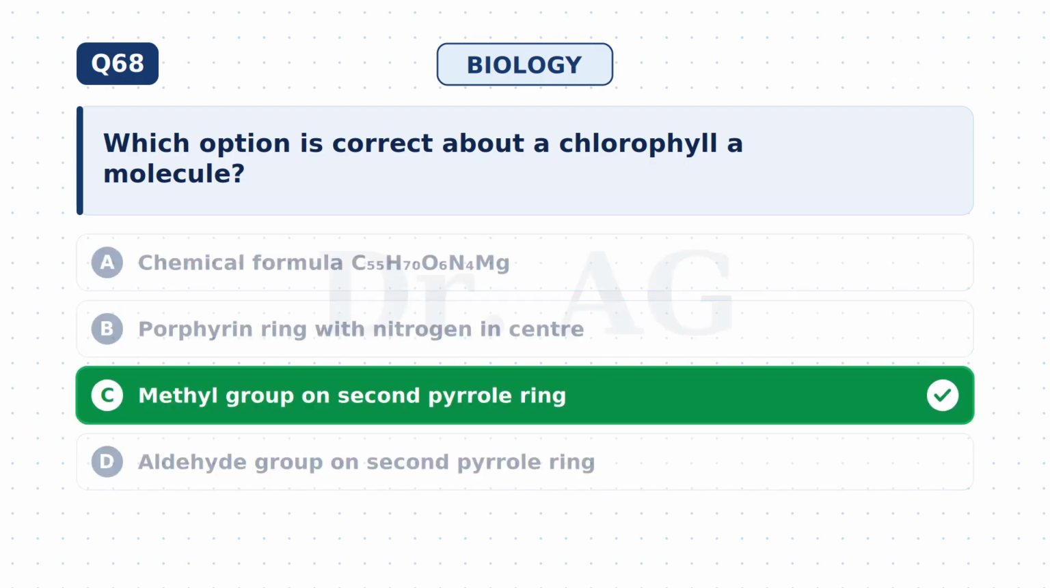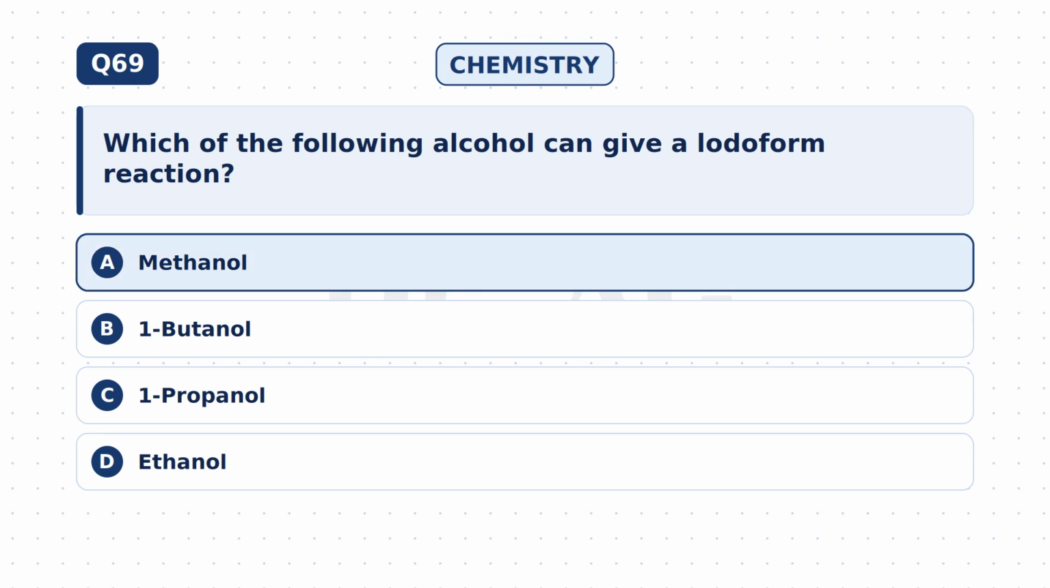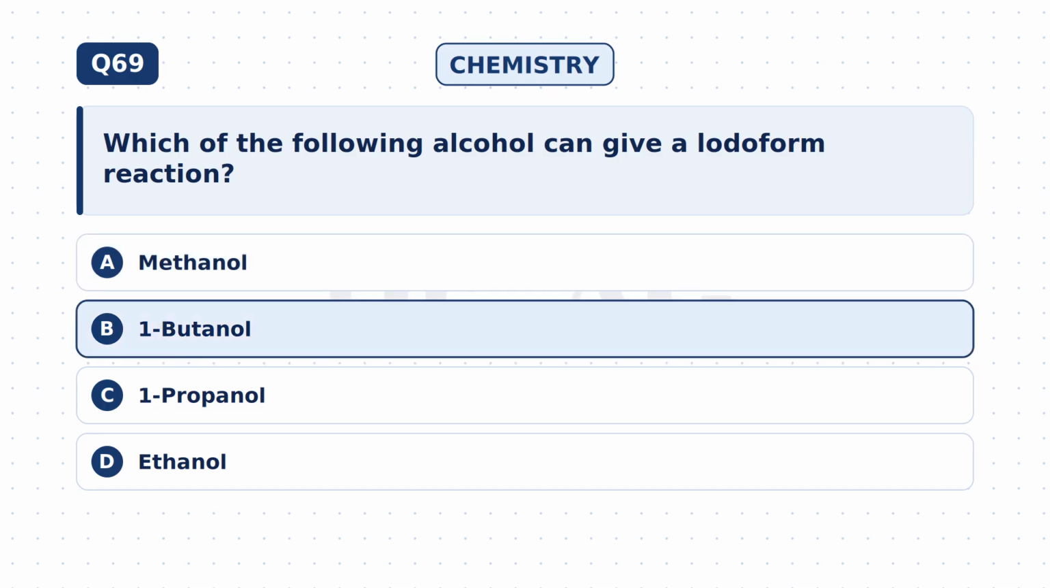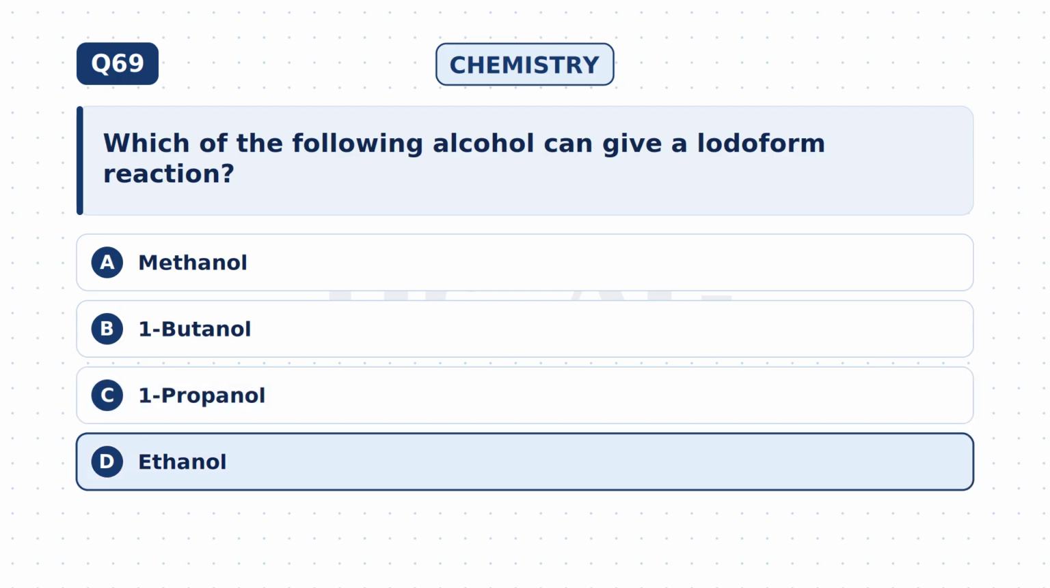The correct answer is C, methyl group on second pyrrole ring. Question 69. Which of the following alcohols can give an iodoform reaction? Option A, methanol. Option B, 1-butanol. Option C, 1-propanol. Option D, ethanol.